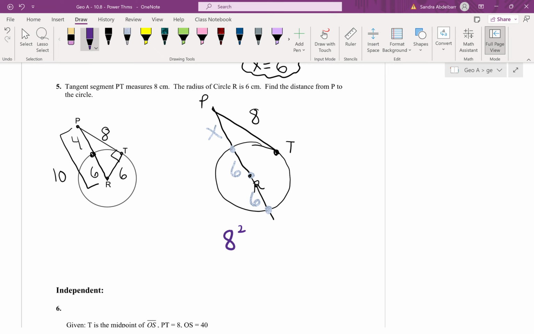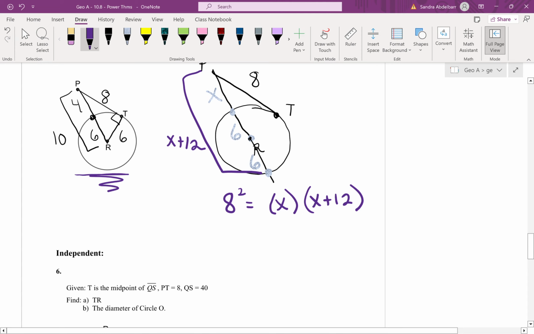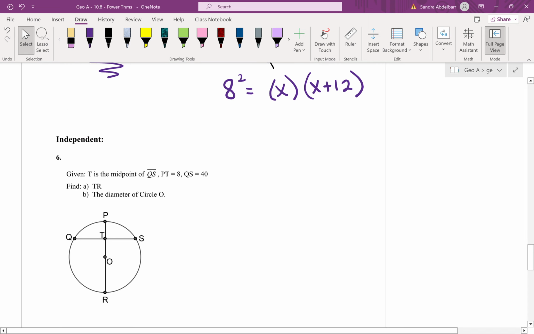Can I use the tangent secant power theorem here? Absolutely. What would we have done? We would have done the tangent squared equals the outside of the secant times the whole secant. The whole secant is x plus 12. Hey, it would have been a little bit longer, but it still would have worked. No, I would actually be really pleased if you did it the quicker way and brought in the old theorems.